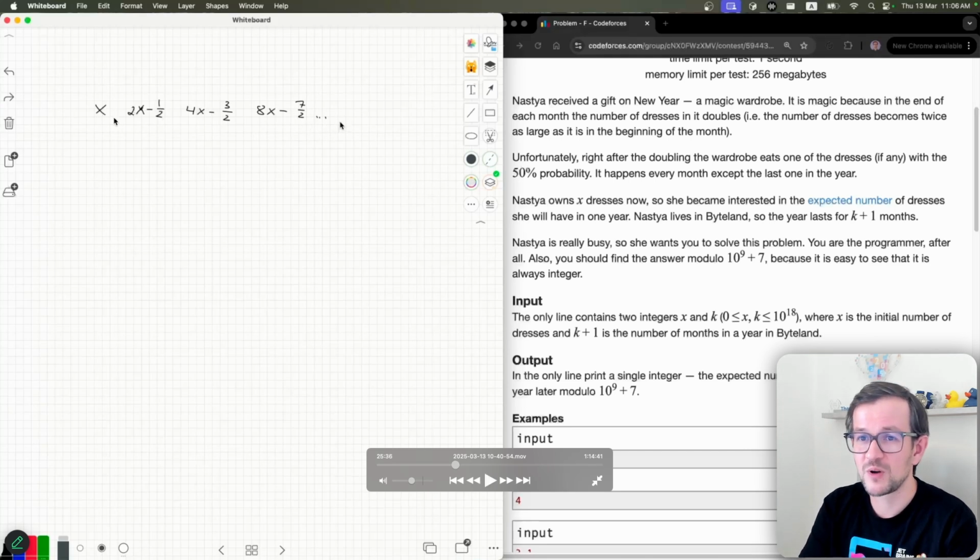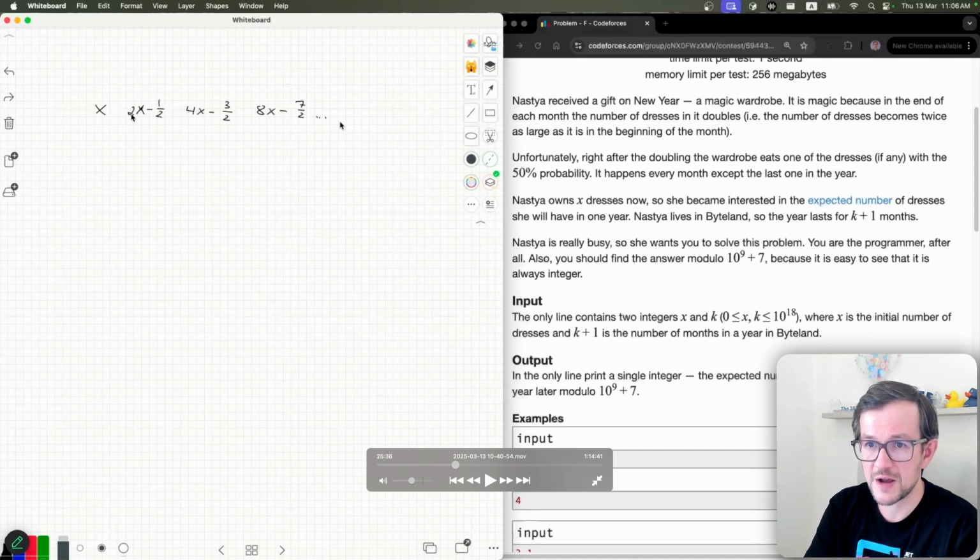So again, I start from number x. The next day, I will have 2x minus half. Then I multiply this by 2, so I have 4x minus 1 minus 1/2, which is 4x minus 3 halves. And then I multiply this by 2. So I have 8x minus, here I have 6 minus 1, so I have 7. So I have 8x minus 7 over 2. See? So now you clearly see the pattern, yes?